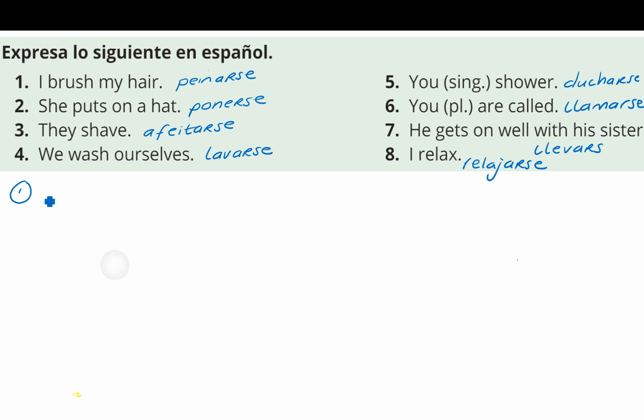Okay, so número uno. I brush my hair. So, peinarse, I'm taking off the SE. So, me, and then I'm using it as an AR verb, and the ending is O.